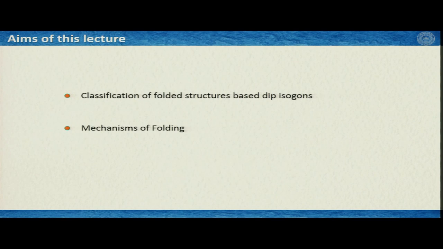Initially, at the beginning of this week, I said that we will cover this entire topic, folds and folding, in three lectures. However, the topic is quite large, and I decided to split the last lecture in two halves. So we will have another lecture after this that will deal mostly with interference folds or superposed deformation. In this lecture we will classify the folded structure based on dip isogons, and then we will look at the mechanics or mechanisms of folding, that is, how folds form in nature, what are the different ways we can form folds in natural deformation.